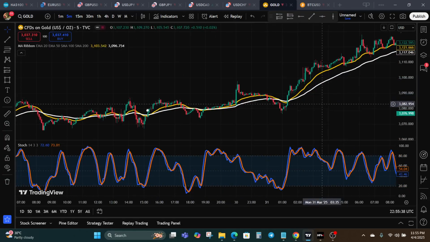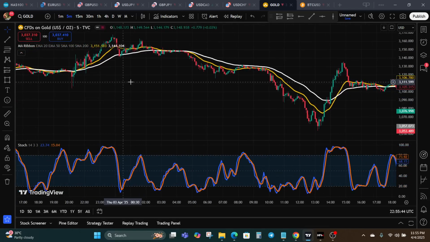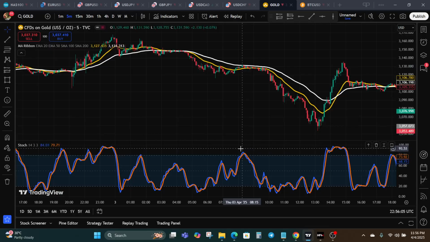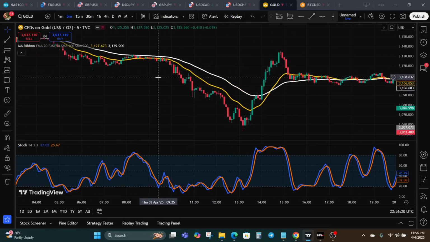Now for a sell setup, you ensure that the price is below both the 20 and the 50 EMAs, confirming the downtrend. Then you wait for a pullback to the 20 EMA. You can see that here price dropped below the moving averages. Then we had a pullback around here. Now, after the pullback has been verified, you ensure that the stochastic is in the overbought territory and crossing downwards. That's above the 80 level and crossing downwards. Then you enter when a bearish candle confirms the rejection.